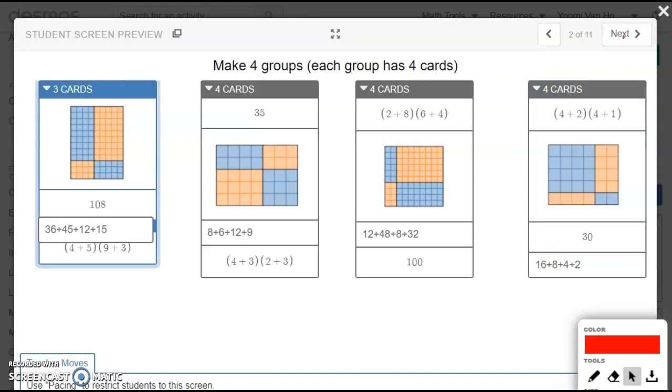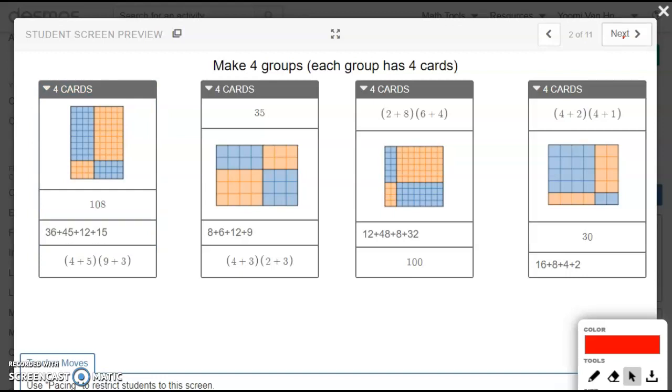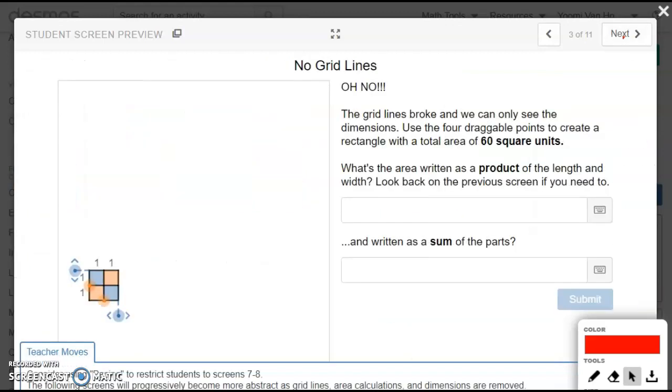Alright, so we're done. Then we move on to the next one. The grid line is broken and we can only see the dimensions. Use the 4 draggable points to create a rectangle with total area of 60 square units. What is the area written as a product, as a length and width, and as a sum of the parts?